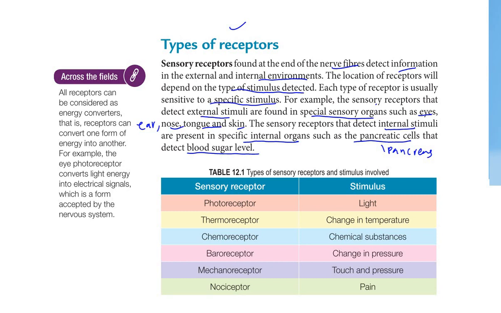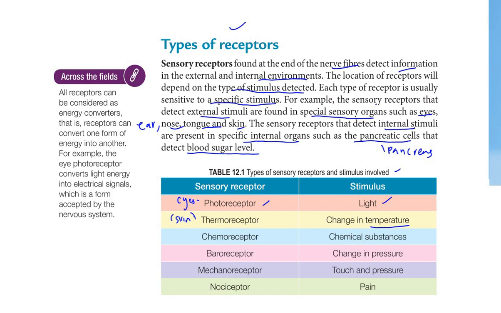So, types of sensory receptors and stimulus involved. We have photoreceptors. The stimulus detected is light, so photoreceptors are in the eyes. Thermoreceptors, you remember the thermometer, detect change in temperature. This one is in the skin. Thermoreceptors detect the change in temperature, hot or cold.